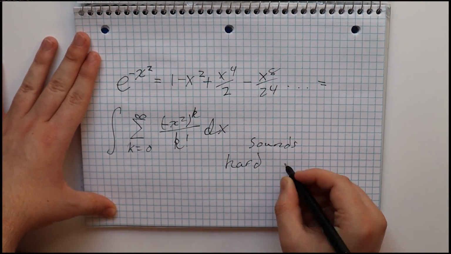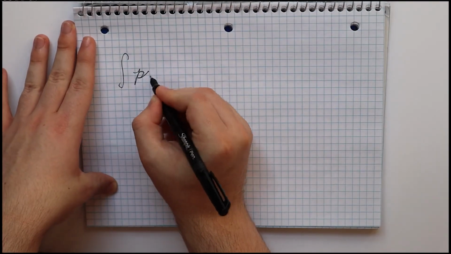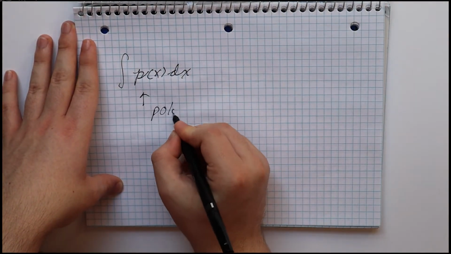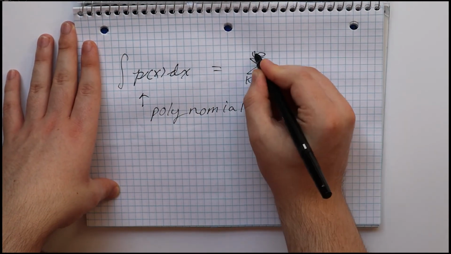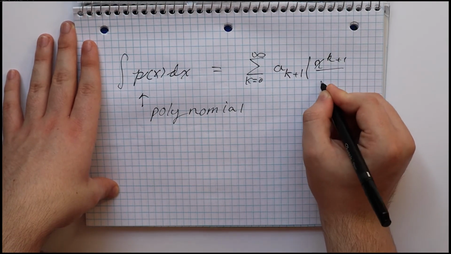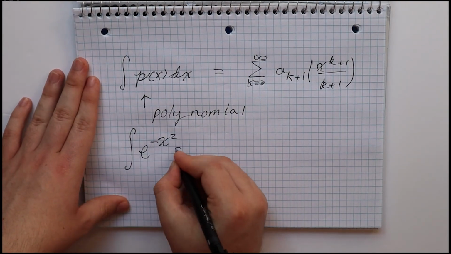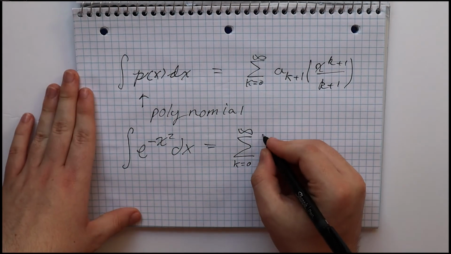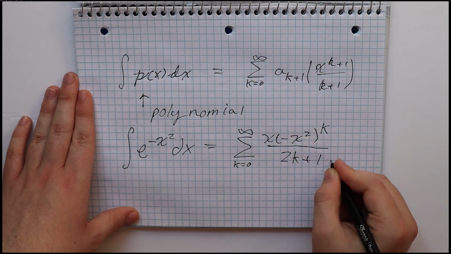And remember, taking the integral of polynomials is very easy. Just take each term and increase the power by 1, then divide the result by that new power. Now you can do this without expanding the summation expression. Because remember, the integral of a sum is the same as the sum of an integral. And so this expression turns into the integral of e to the minus x squared dx is equal to the sum from k equals 0 to infinity of x times (minus x squared) to the power of k divided by 2 times k plus 1 times k factorial.